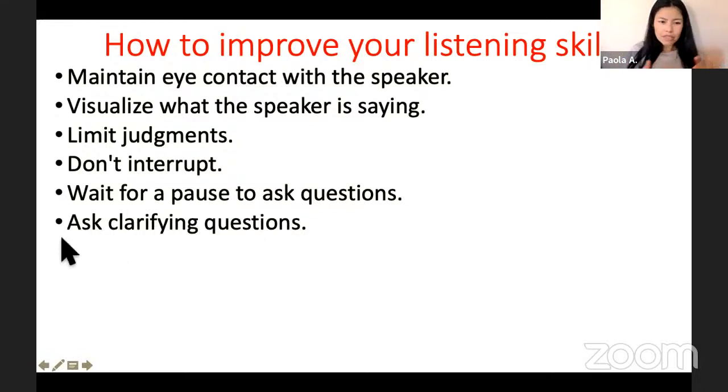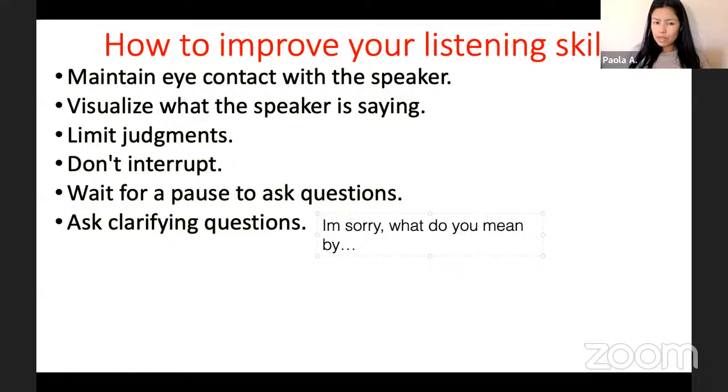This is what I was already mentioning: ask clarifying questions. If something is not clear, if maybe you heard a word you don't understand, you can simply say, oh, I'm sorry, I don't know what this word means. Or, what do you mean by that word? Because you're not sure about the word, right? Maybe you think you heard something, but they meant something else.